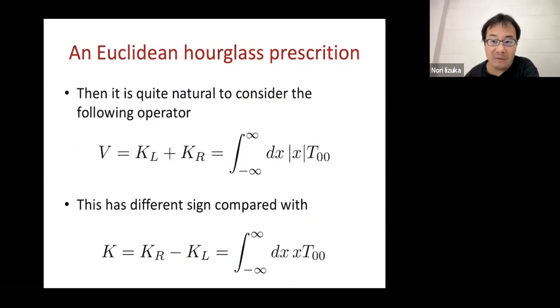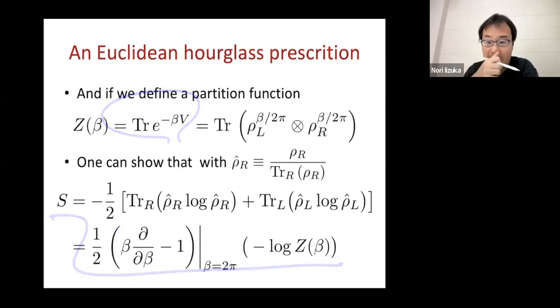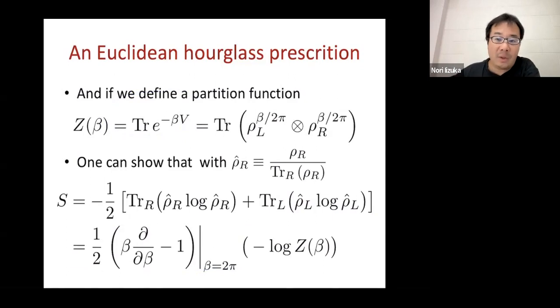Using your well-defined V, can you calculate the thermal partition function from this V and then evaluate entropy, and then check whether this is consistent with the well-known result of the literature? That's a proposal. Is this okay so far?